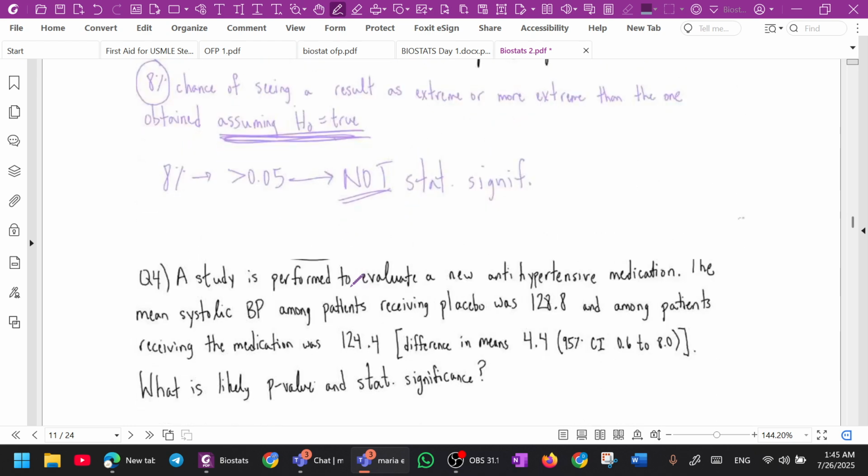Okay, do that one. A study is performed to evaluate a new antihypertensive medication. The mean systolic blood pressure among patients receiving a placebo was 128.8, and among patients receiving the medication 124.4. The difference in the means is 4.4. The 95% confidence interval is 0.6 to 8.0. What is the likely p-value and statistical significance?